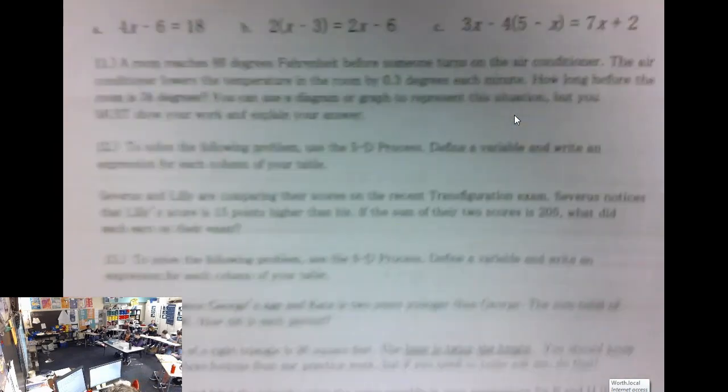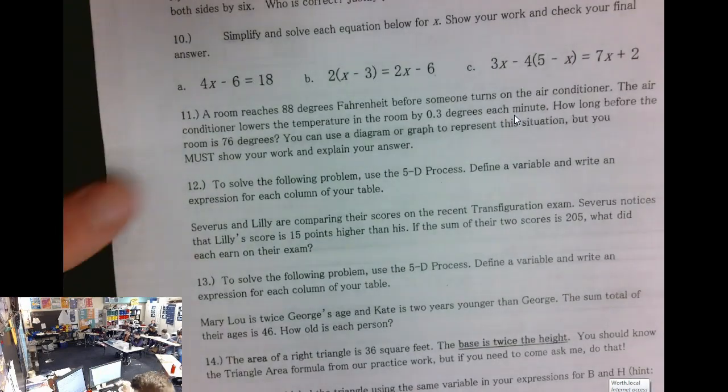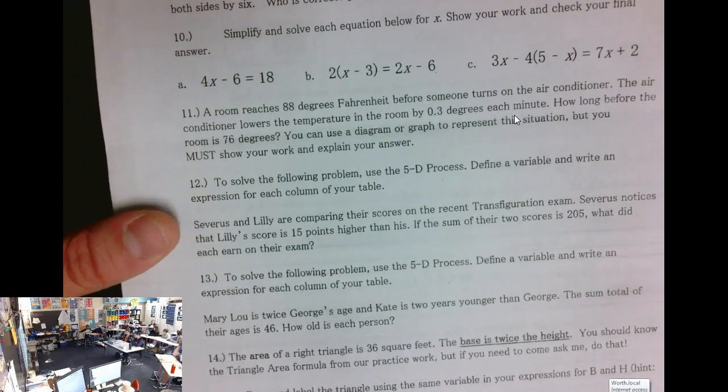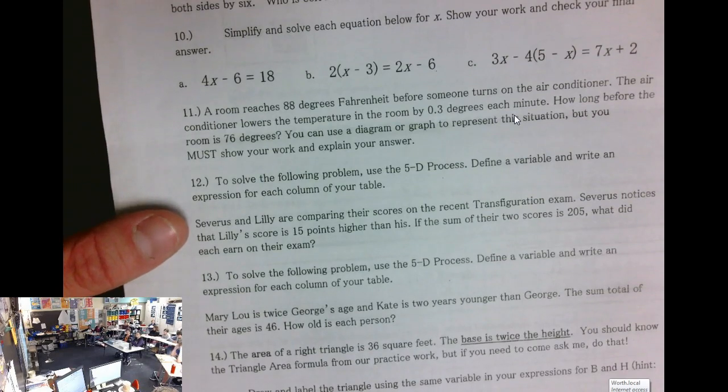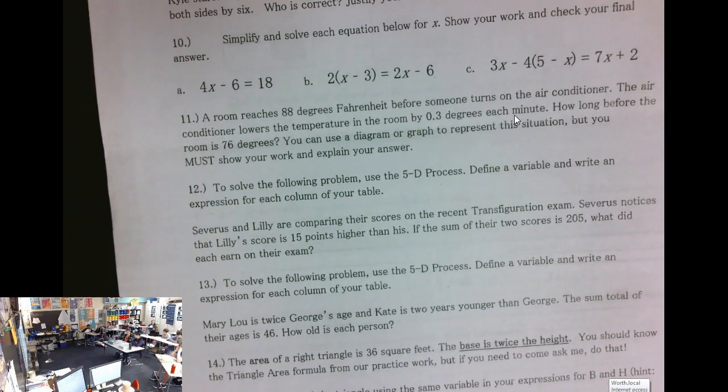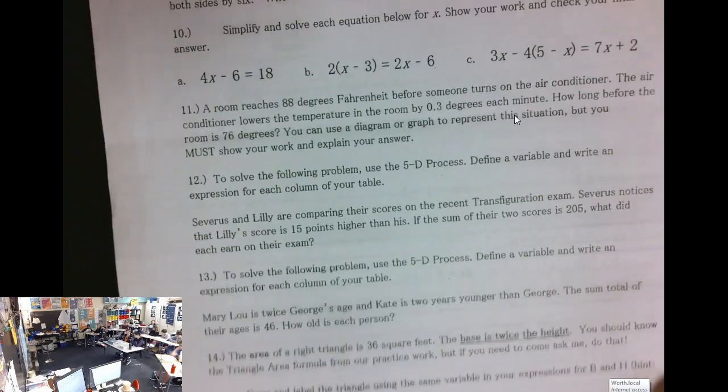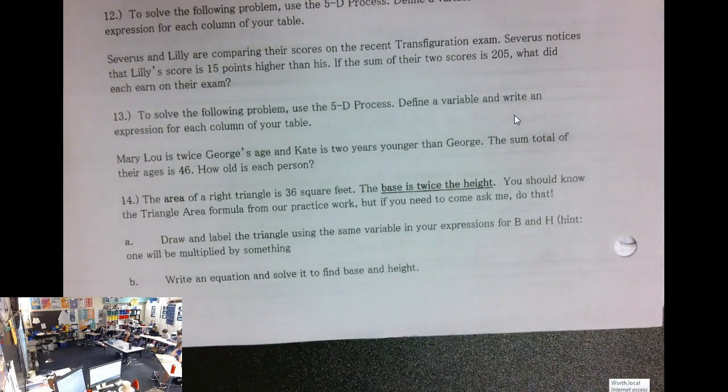12 and 13. As I said, you didn't really need to solve using the 5D process, but you could. Be careful. A couple of you switched around their grades. Severus had the lower score. So just be careful. Lily's score was higher. And 14 was essentially seeing who has been doing their homework all year long.